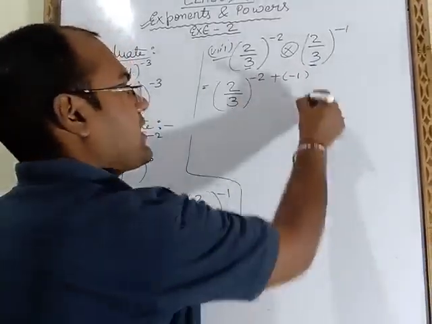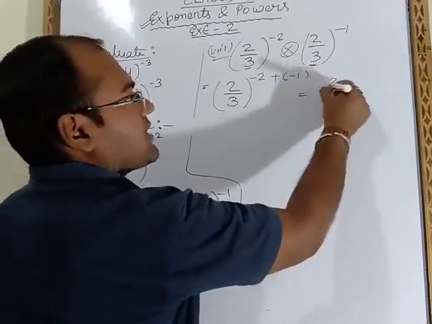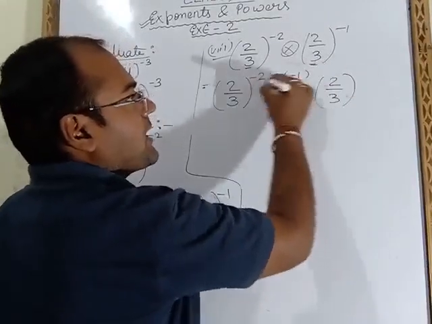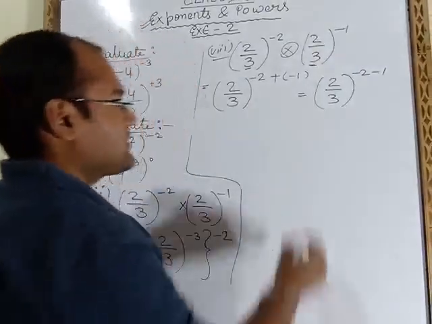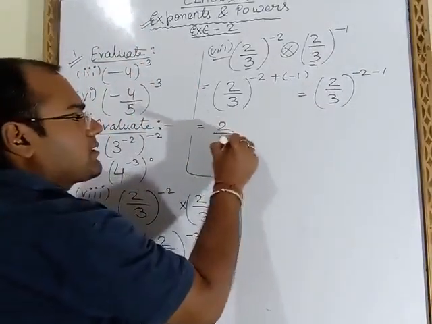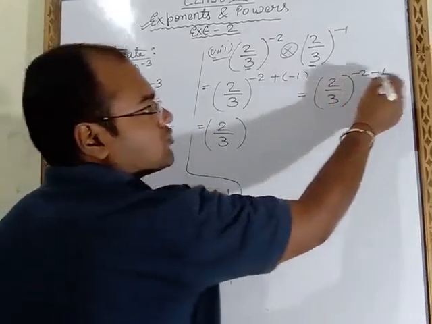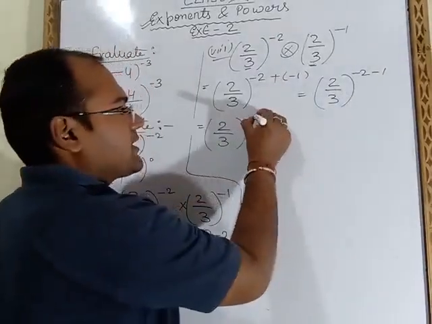That's why we will take in bracket. Now next step is 2 upon 3 as it is. Minus 2 plus and minus will become minus 1. Now next step is 2 upon 3 whole power minus 2 and minus 1. Answer will be minus 3.